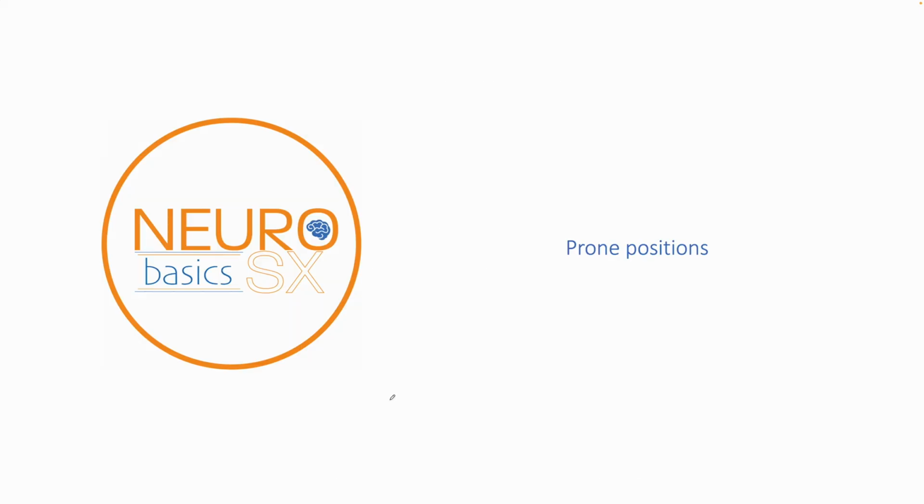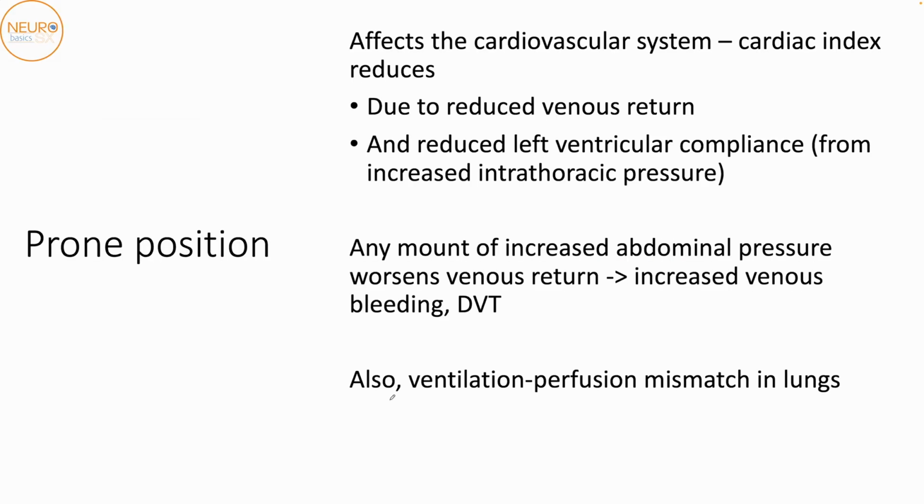Right. Now coming to the prone positions. The prone position, when it comes to positioning, is definitely one of the most complicated positions because it has a significant hemodynamic component to it. So it significantly affects the cardiovascular system and the cardiac index will reduce. And this happens because of reduced venous return, because of a significant amount of pressure that is now placed onto the abdomen. So this is going to decrease venous return. There's also going to be reduced left ventricular compliance because of increased intrathoracic pressure.